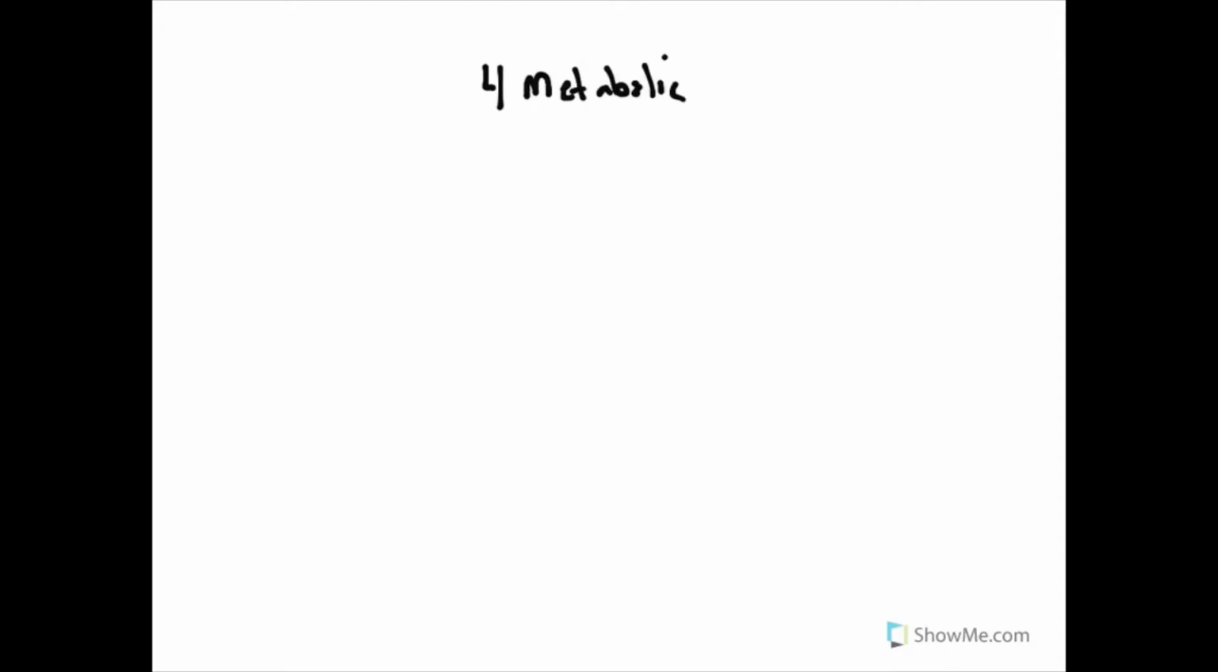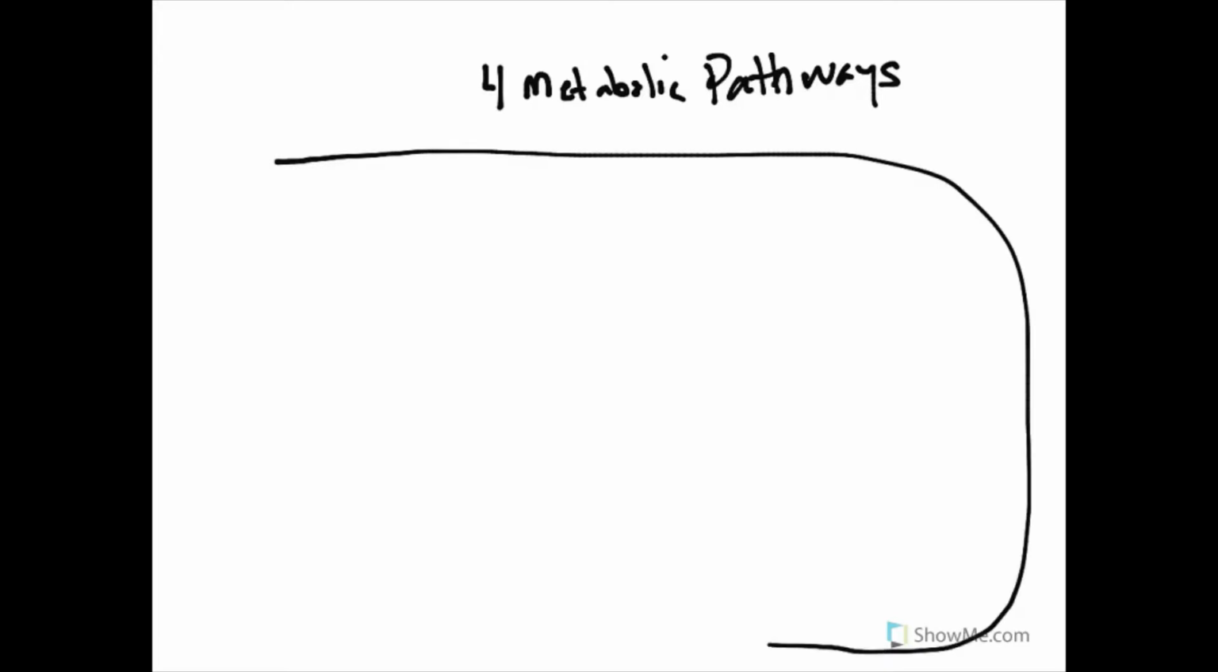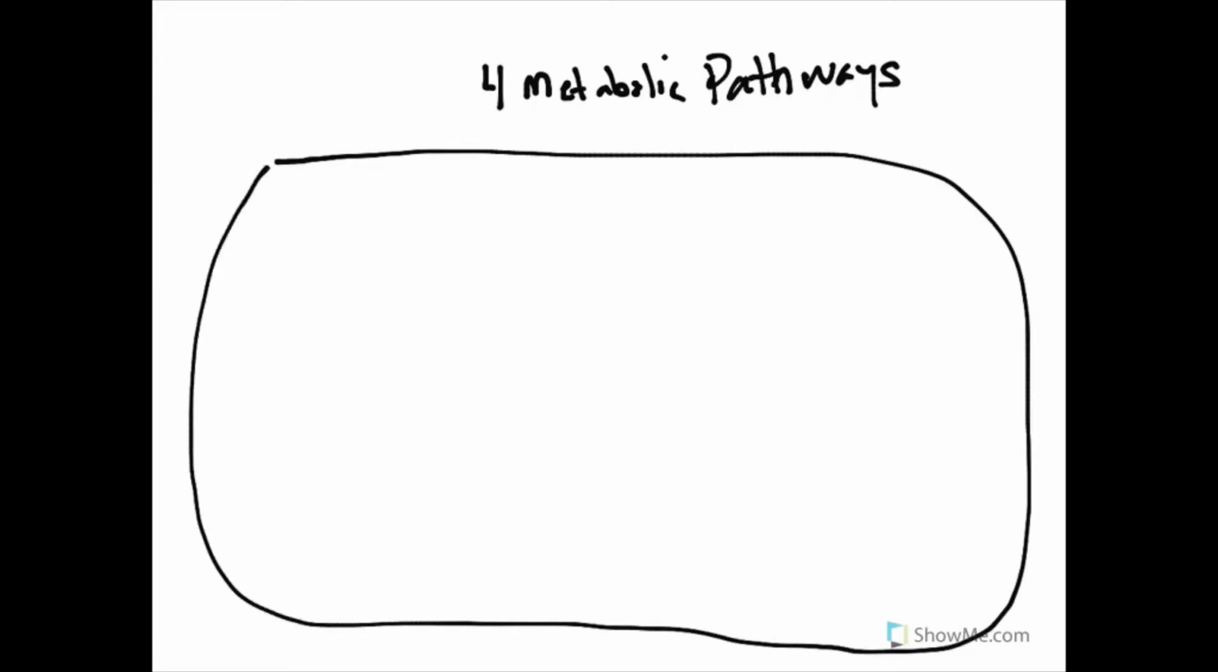Remember, a metabolic pathway is a chemical process that starts with a single reactant and then undergoes a series of stepwise chemical reactions, where each reaction has its own enzyme, and then produces a product unique to that pathway. Now, let's say I've got a cell.